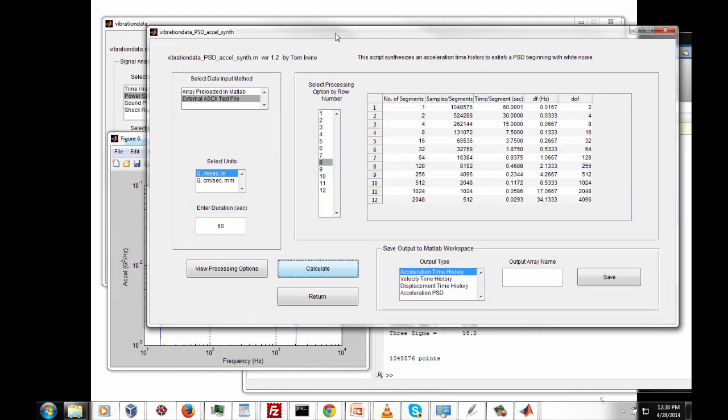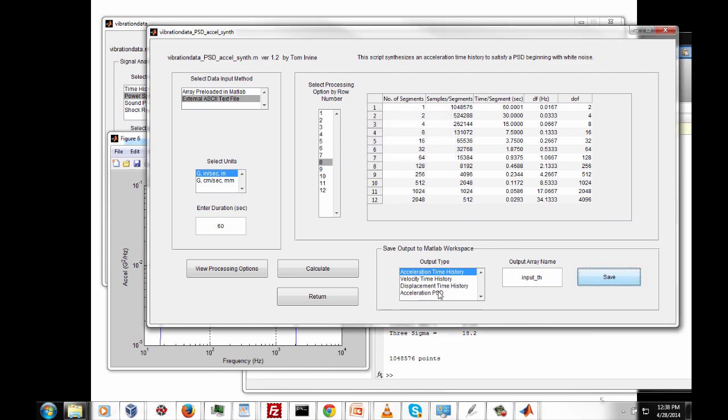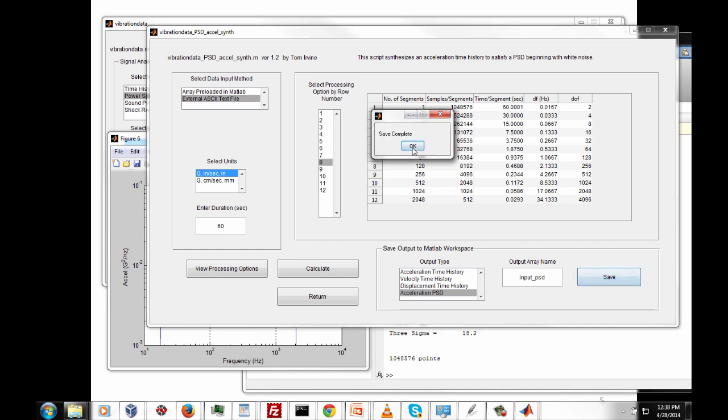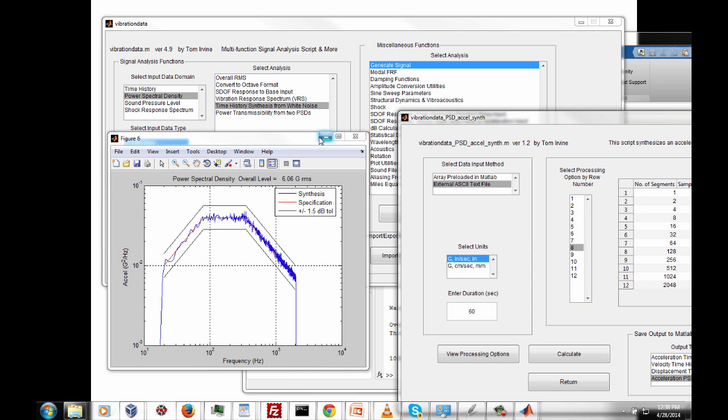So what we're going to do next is we're going to save this time history, and I'm going to call it the input underscore th for time history, because we're going to use this as an input for a single degree of freedom system. So I'm going to save that. It's going to go into the MATLAB workspace. And I'm also going to save the PSD. So this is the PSD of our synthesized time history. Input underscore PSD save. And we'll be using those files for some other purposes here shortly.